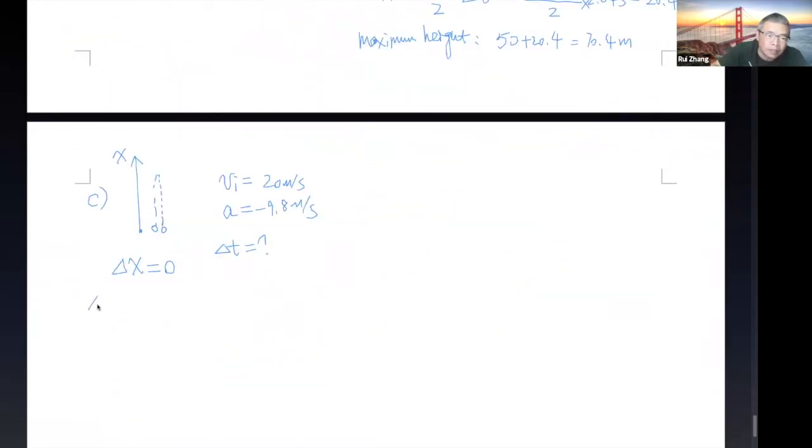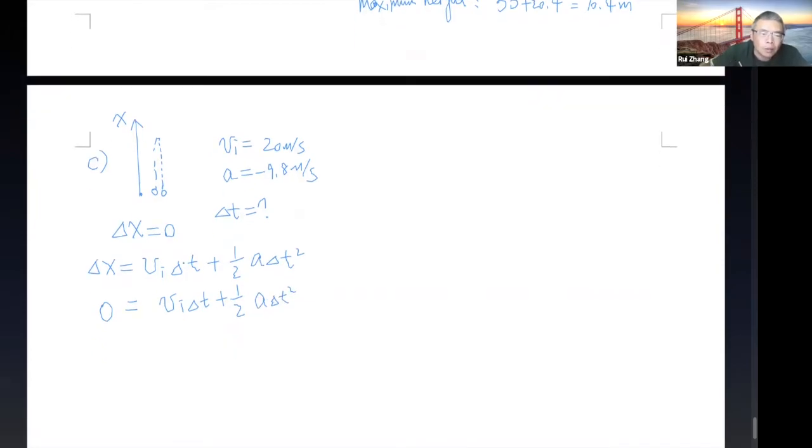So we have delta x equals vi delta t plus 1/2 a delta t squared. Now it seems complicated because there's a quadratic term here, but the good thing is delta x is 0, so you don't really need to know the quadratic formula. So you actually have 0 equals vi delta t plus 1/2 a delta t squared. Now you can factor out delta t, so you get delta t times (vi plus 1/2 a delta t), and this whole thing equals 0.